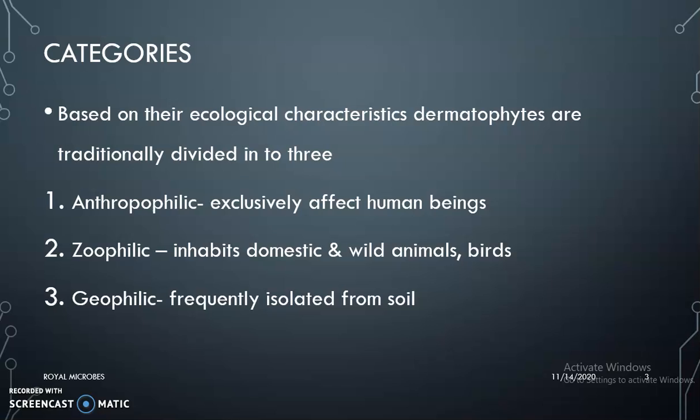The main categories of dermatophytes are based on ecological characteristics. Dermatophytes are traditionally divided into three categories: anthropophilic, zoophilic and geophilic. Anthropophilic ones exclusively affect human beings. Zoophilic ones inhabit domestic and wild animals and birds. Geophilic ones are frequently isolated from soil.